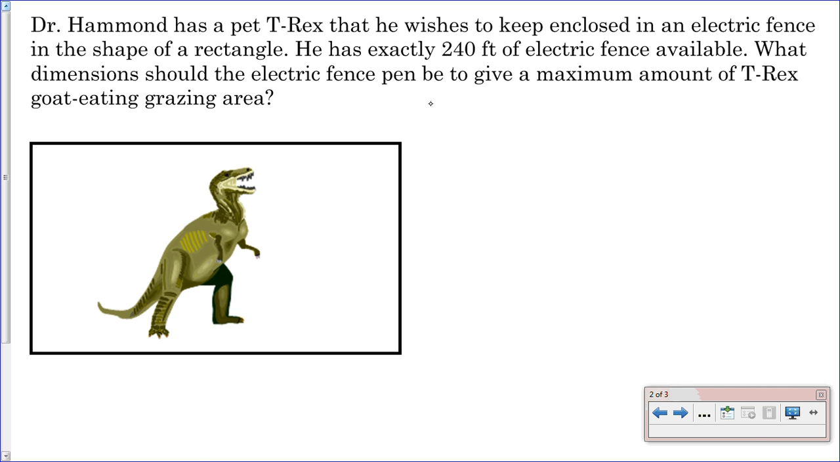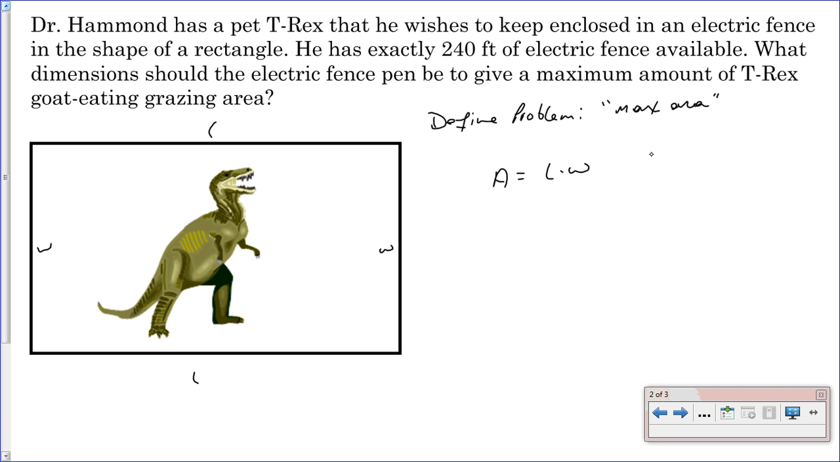Alright, so first we need to start off by defining the problem. What's our problem? Well, we want to find the max area. We want the maximum amount of area, the area of a rectangle. We know that the area of a rectangle is length times width, this being the length and this being the width.